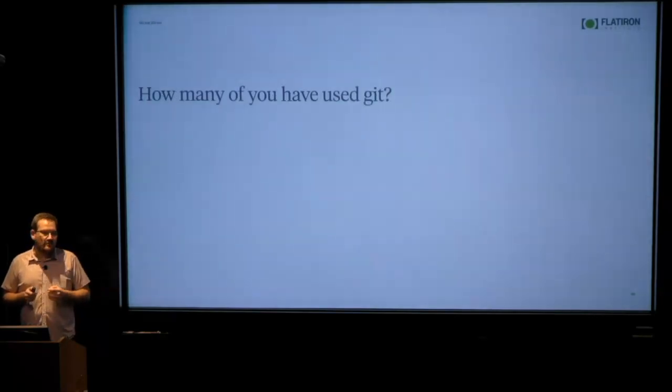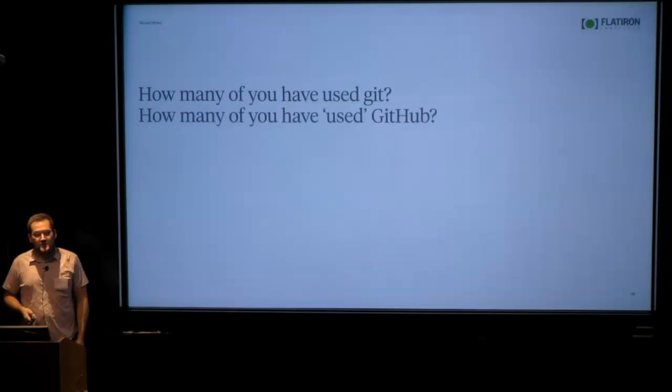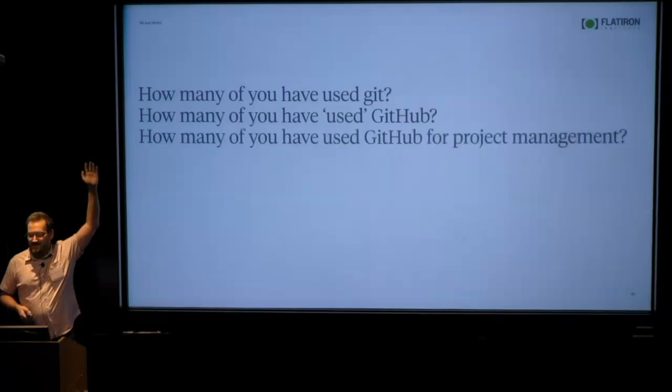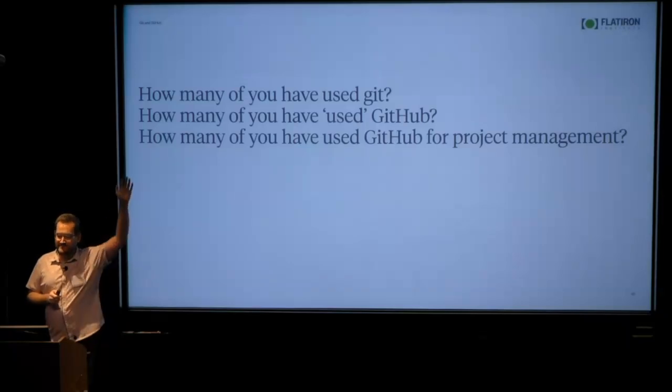Okay. So to solve that problem of versioning to begin with, we're going to use Git. How many people here have used Git? Excellent. Okay. How many of you have used GitHub? Notice the quotation marks. Do you use Git as just a repository that you push and pull from and do merges to? Or have you used any of the internal features of GitHub, like project management and issue tracking?